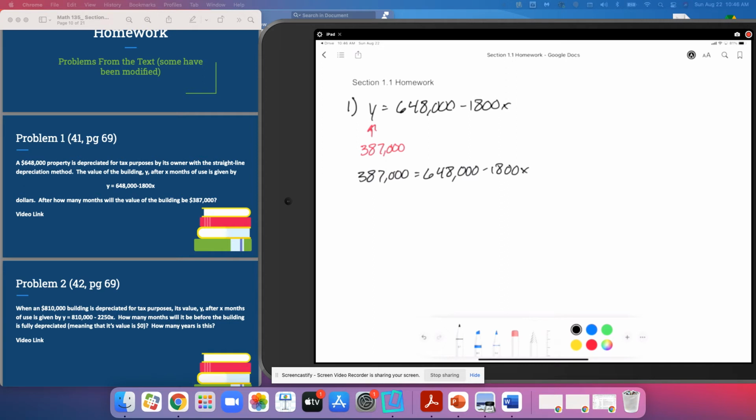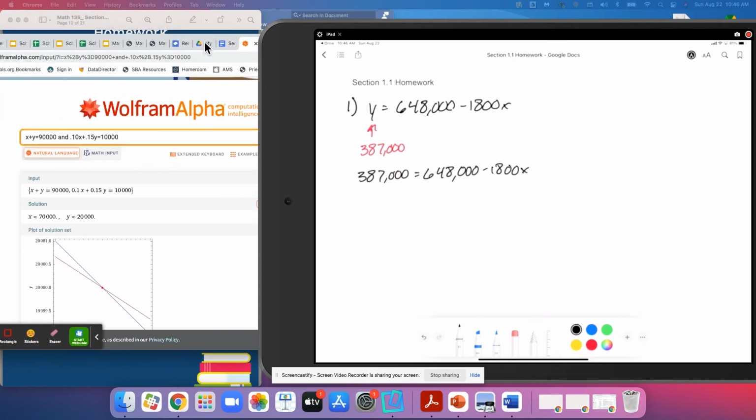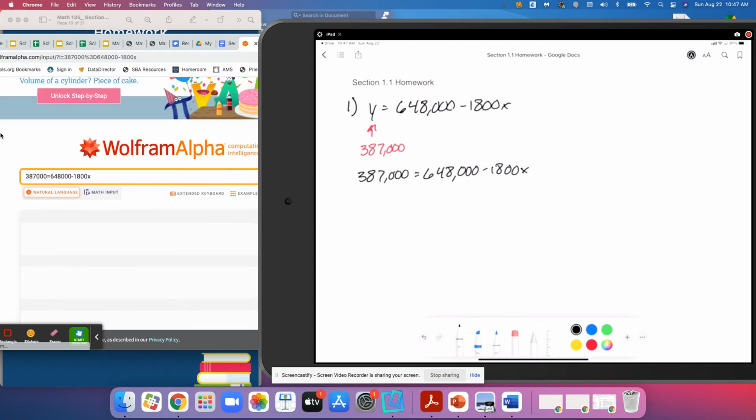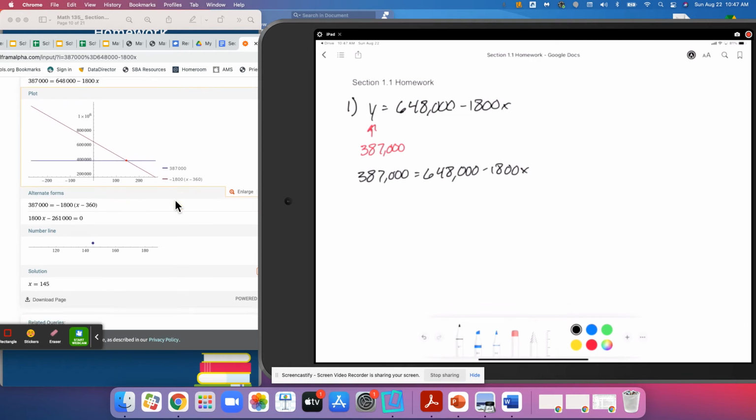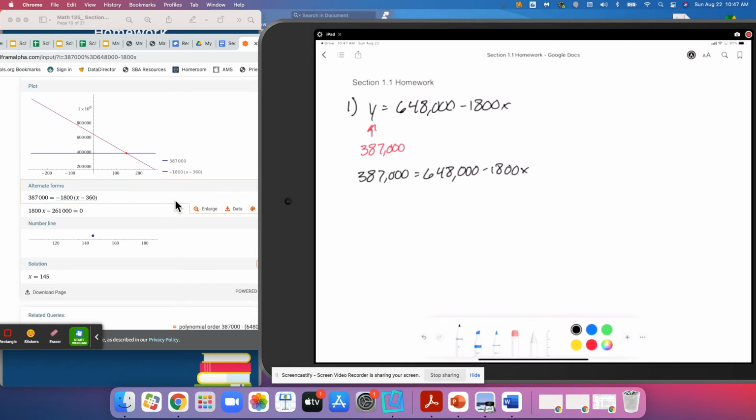And again, we're going to rely on our pal Wolfram to help us out here. So, here comes Wolfram. We're going to have this time 387,000 is equal to 648,000 minus 1800 X. And so, again, folks, this is going to tell us how many months it will take the value of the building or the property to reach $387,000. And so it looks like our answer is going to be X is equal to 145.